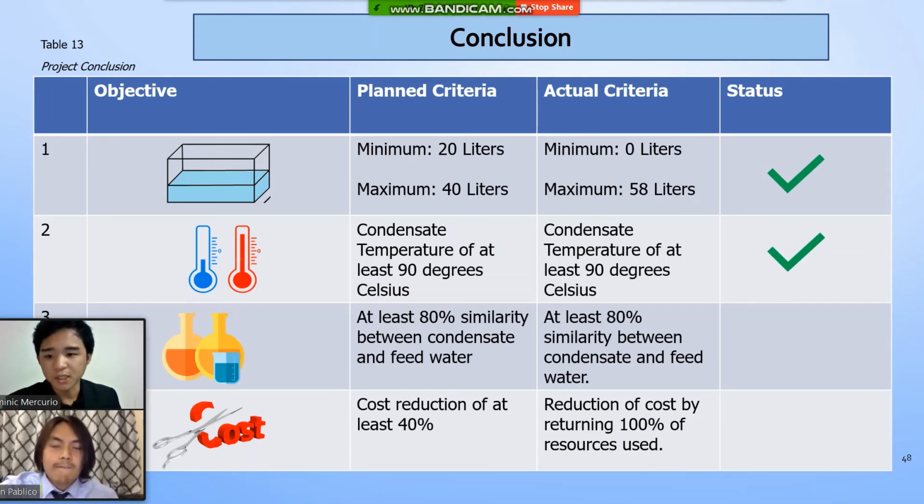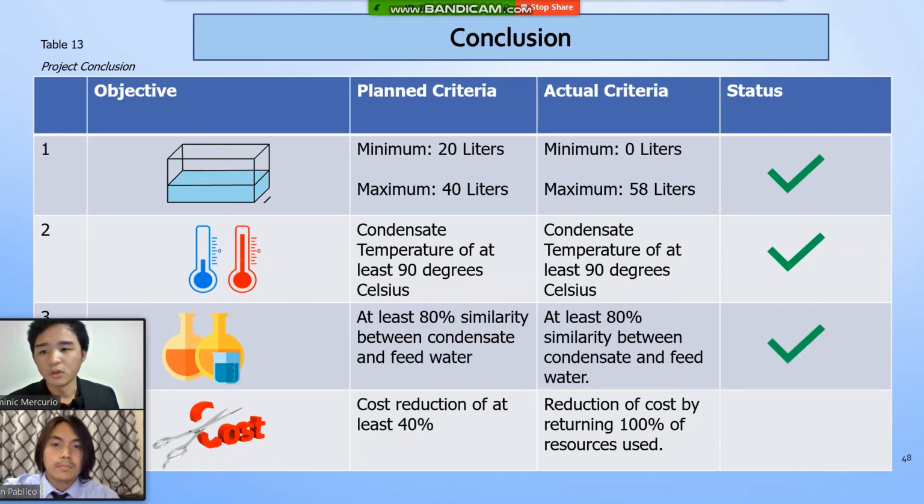The third objective is that there should be at least 80% similarity in terms of chemical composition between the condensate and feed water. And after research was done, we concluded that there will be no changes in the condensate and feed water. We determined that this objective has been achieved.